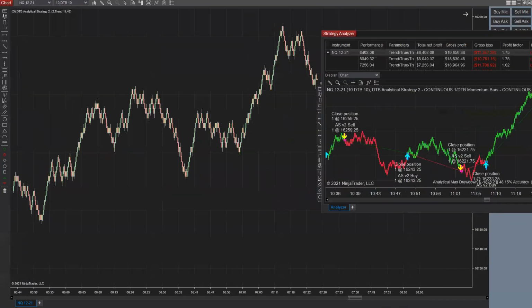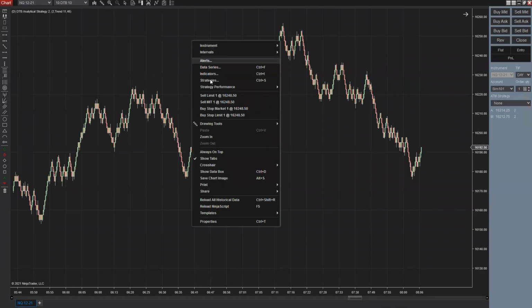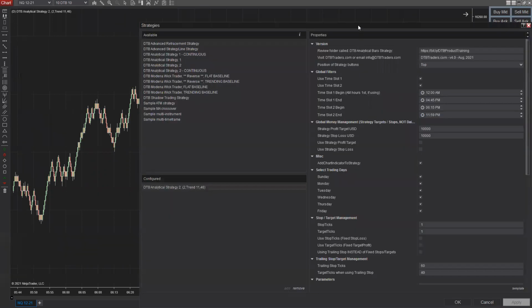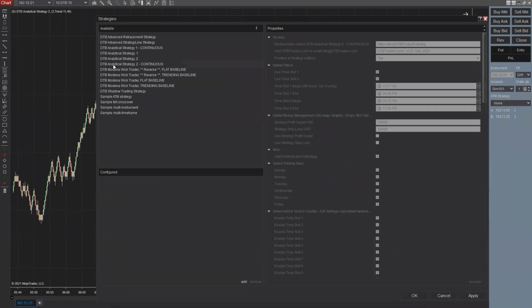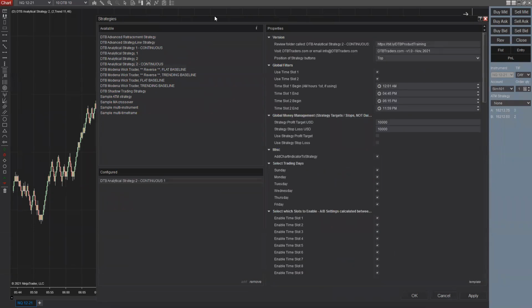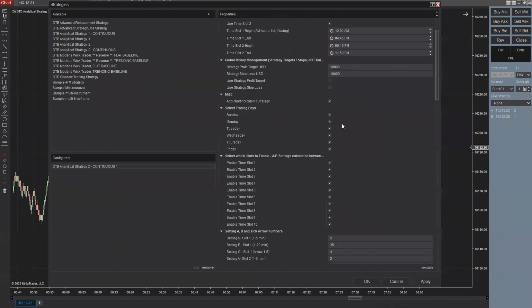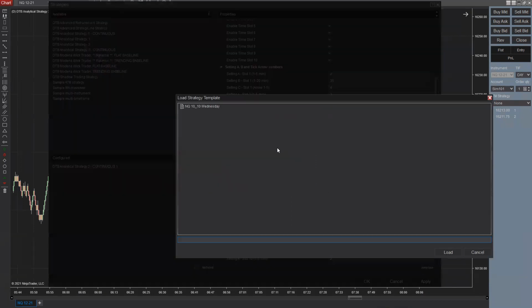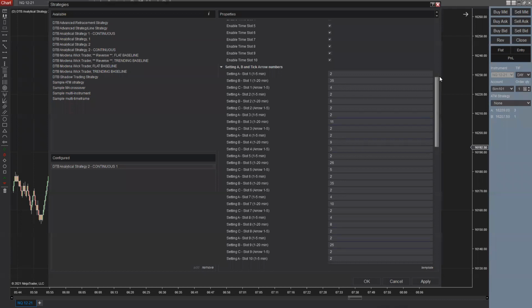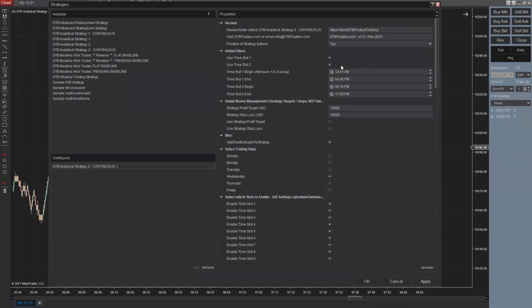Then you can bring up your trading chart over here. You can go to strategies. You can go to the strategy that you just optimized, which in this case is the Analytical Strategy 2 Continuous. These will be default settings. Now you can go to your template. You can go load. You can choose the template that you just created. That template is going to have all the pre-filled trading hours that we selected, or they were in there already. So it's got the trading hours in there.